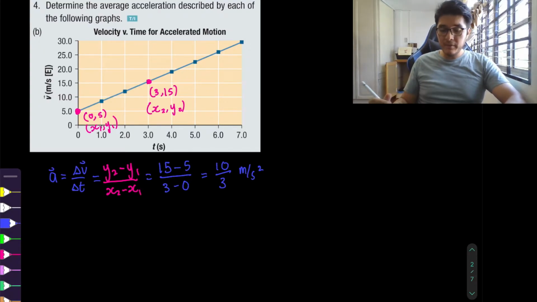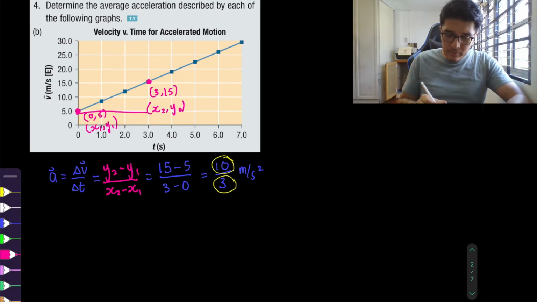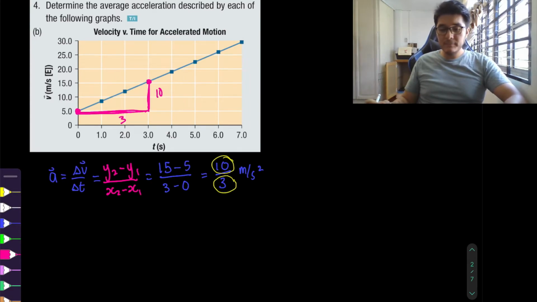You can't really reduce that, so just leave it as a fraction. That's actually better, because this tells you that whenever 3 seconds go by, the velocity increases by 10 meters per second. So let me show you what I mean. When 3 seconds go by, your velocity should increase by 10. So from 5, it should go up to 15. So that makes sense. That's one way you can check. Or maybe not so quickly, but at least you can check.